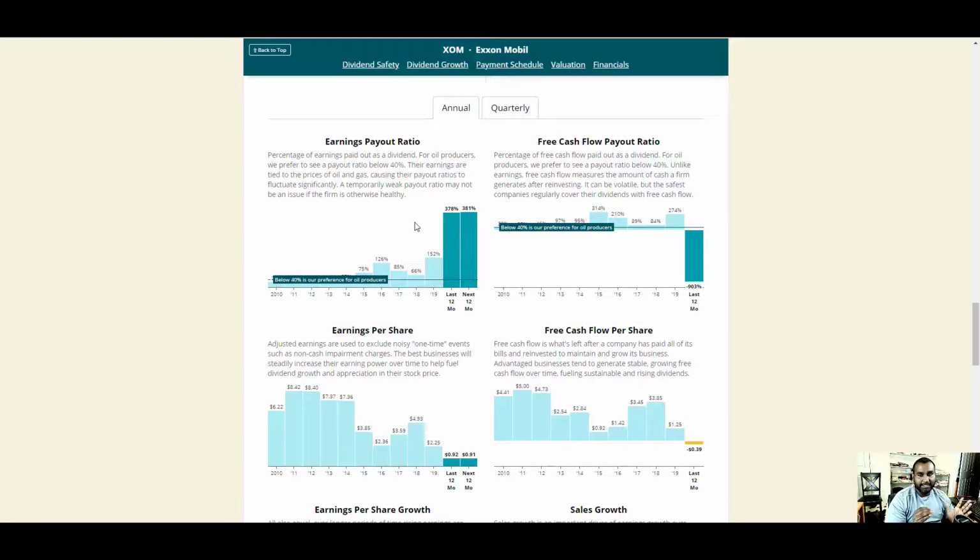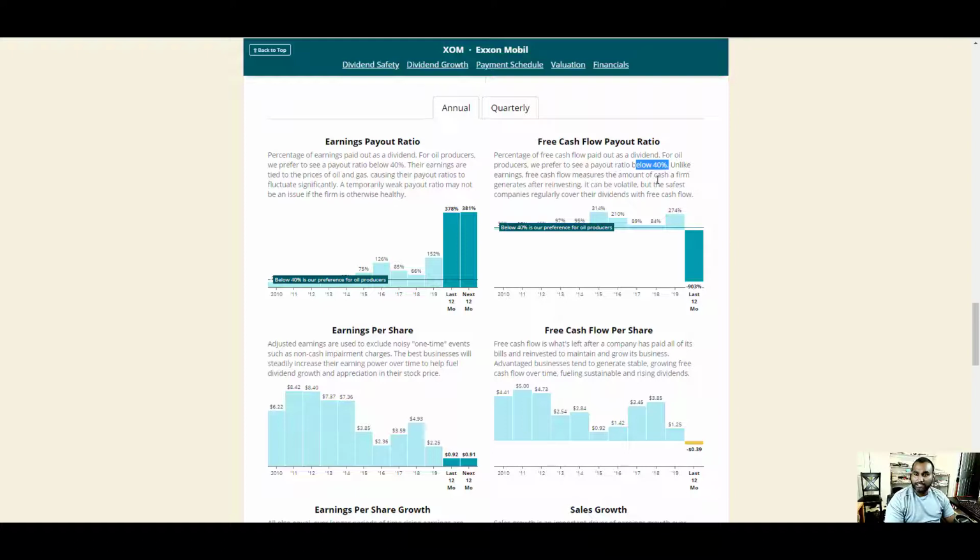Because right now they're paying 375% more than what they're getting in terms of money. So they are more likely to have to cut their dividend, the streak that they're on. So in the future, we're more likely going to see that, I believe so. Free cash flow payout ratio. Look at this. They're going negative just to pay us. Percentage of free cash flow paid out as a dividend. For an oil producer, we prefer to see a payout ratio below 40%.